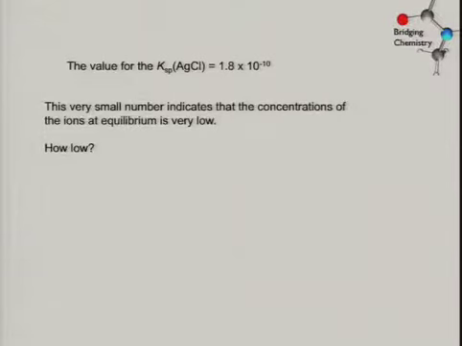And remember, little numbers indicate that the reaction position of equilibrium lies very much on the side of the reactants. So most of the stuff is still reactants when it reaches equilibrium, and only a very small amount turns into products. So those concentrations of those ions are small. So this very small number indicates the concentration of the ions at equilibrium is very low. How low? Well, what we can do is we can work that out.